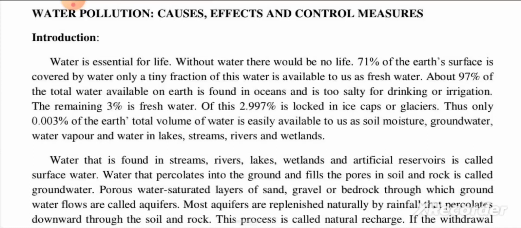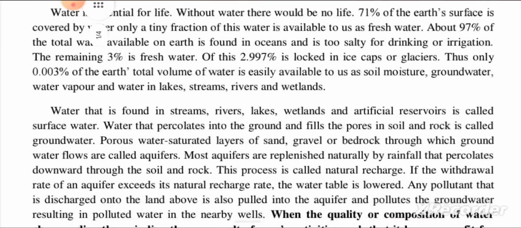Of this, 2.997% is locked in ice caps or glaciers. Thus, only 0.003% of the Earth's total volume of water is easily available to us as soil moisture, groundwater, water vapor, and water in lakes, streams, rivers, and wetlands.